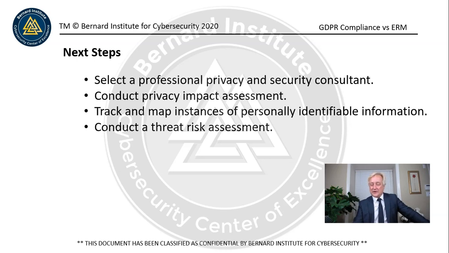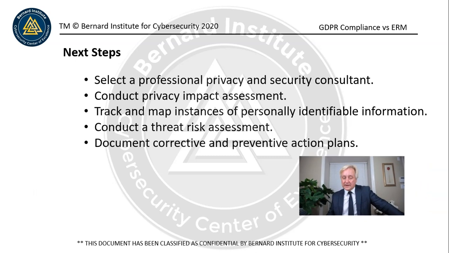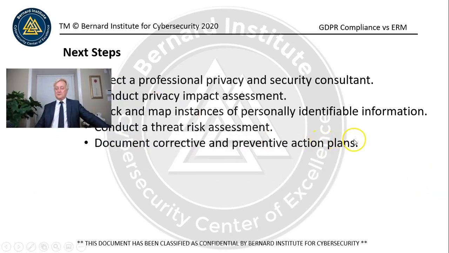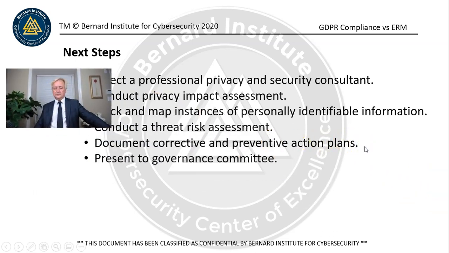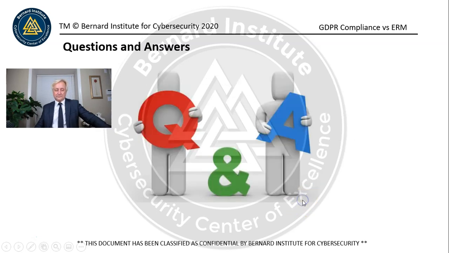You need to conduct a threat risk assessment for sure. You need to find out where your exposures are, where your vulnerabilities are. You need to take corrective and preventive actions and work with the governance committee and the manager who's been assigned responsibility, who's a designated data protection officer, perhaps. You need to present it to the governance committee, as I mentioned, for approval. You need to monitor the approved risk treatment plans until they're successfully completed. You need to report the status to the governance committee on the completion of these.